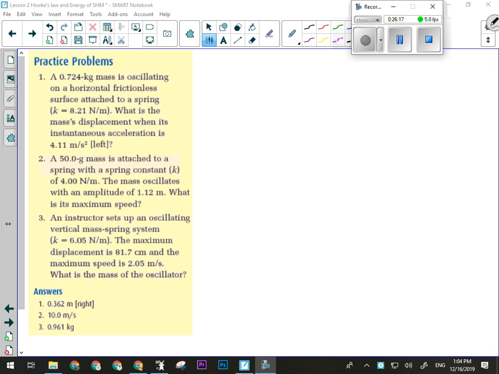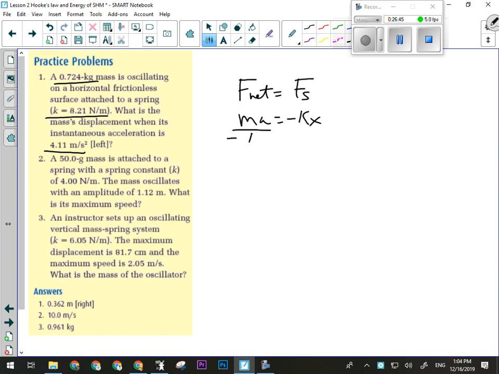So in this case, because it's on a horizontal frictionless surface, our net force is equal to our restoring force, the force in the spring. M times A equals negative K times X. They give me K, and they give me the acceleration. They also tell me the mass. The only thing I don't have is the displacement, and that's what they want me to find. So I'm going to divide both sides by negative K, and solve for X.